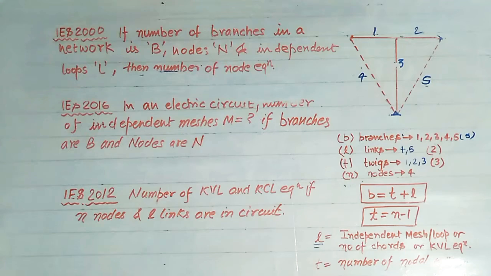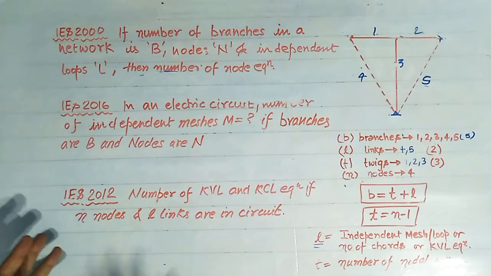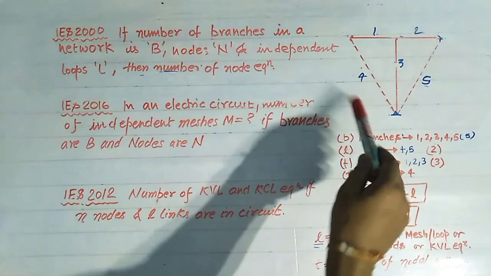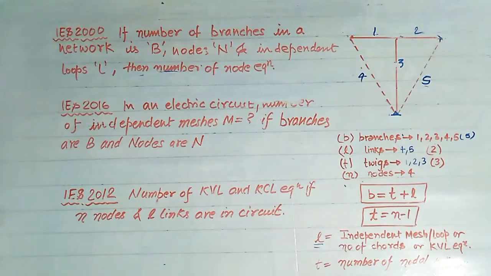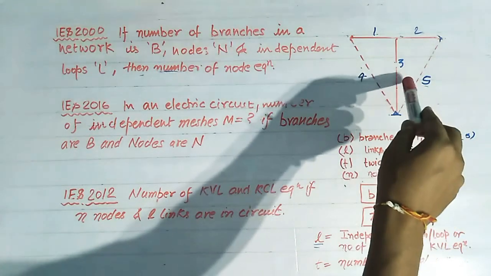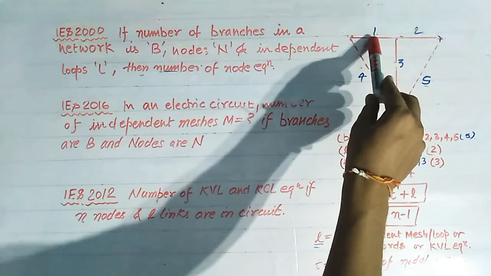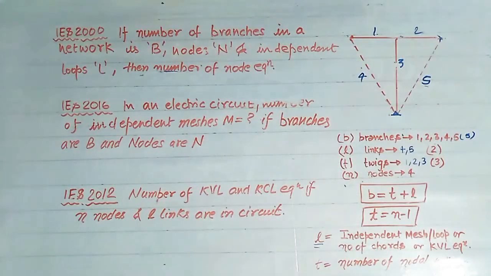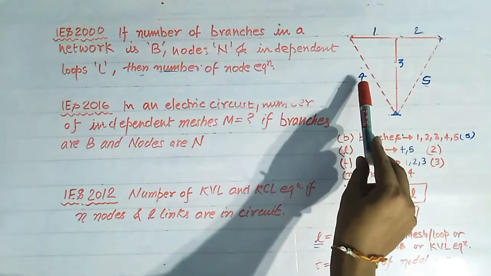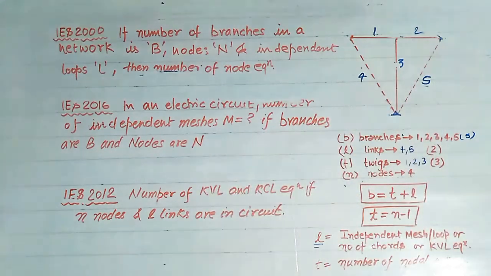Although I have covered all these concepts in detail in my theory lecture, to understand all these questions quickly, I would like to revise them. So first consider this graph of a network. In this graph, these dark lines are the branches of a tree, that is twigs. This 1, 2 and 3 are twigs. And these dotted lines are the links. So 4 and 5 are the links.